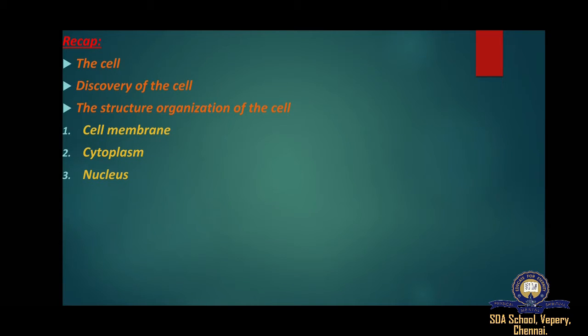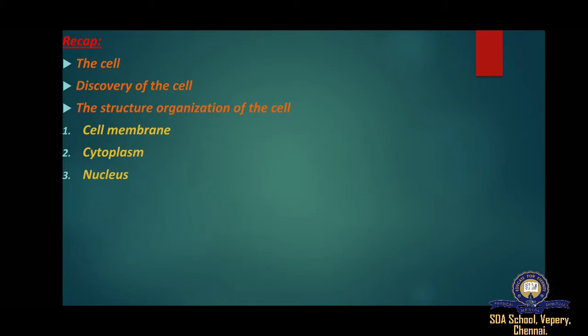Next one, cytoplasm. Another important part of the cell is the cytoplasm. It is a jelly-like substance that is present between the nucleus and the cell membrane. There are a number of other components or organelles of the cell that can be found in the cytoplasm. These are mitochondria, Golgi bodies, ribosomes, etc.